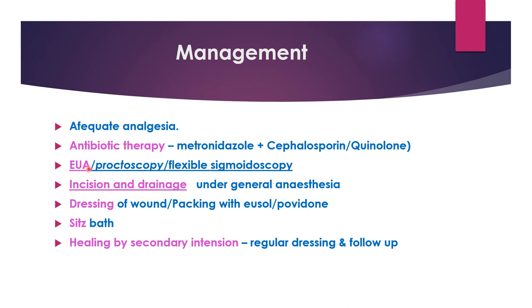Thirdly, examination under anesthesia, followed by proctoscopy and flexible sigmoidoscopy, is usually undertaken to rule out anorectal malignancies or inflammatory bowel disease, followed by incision and drainage done under general anesthesia. This is very, very important. The incision and drainage must be adequate, with a cruciate incision and breaking up of the loculations within the abscess cavity to reduce the chance of recurrence.